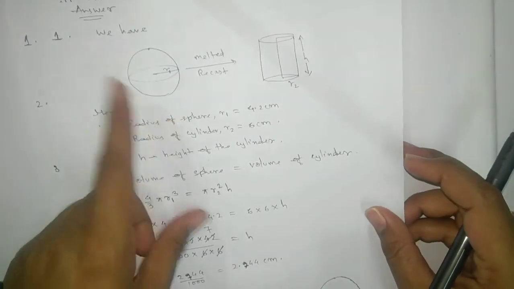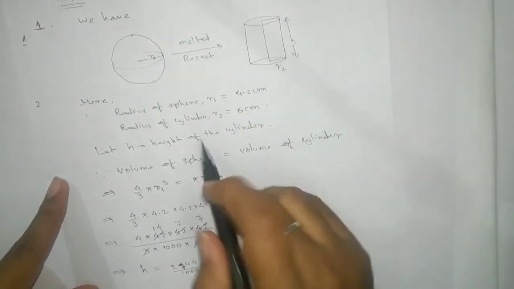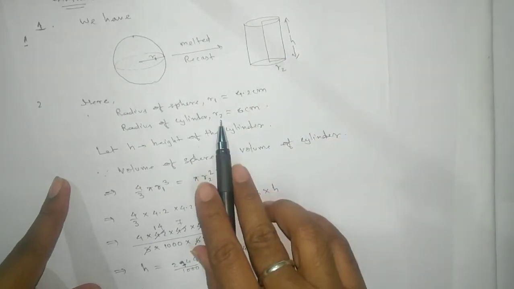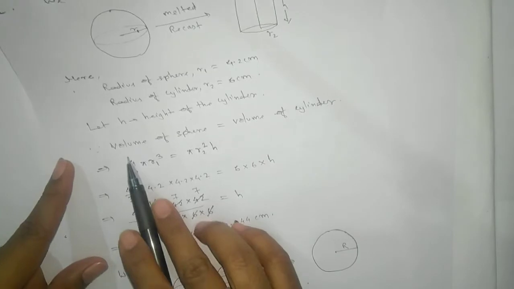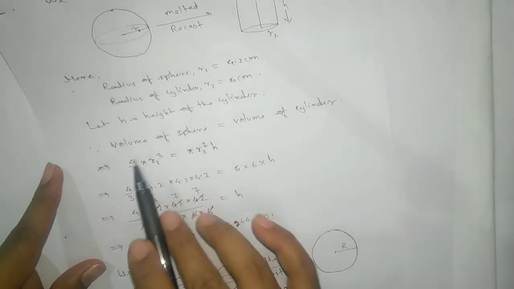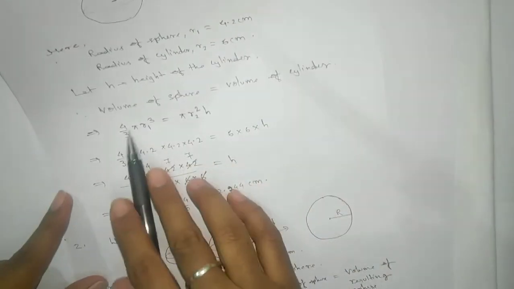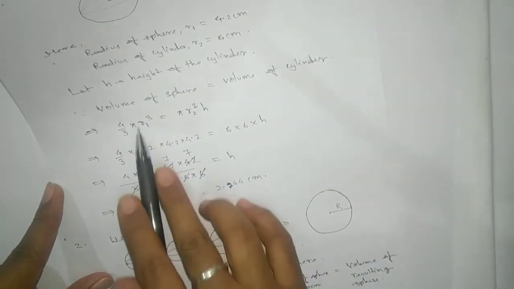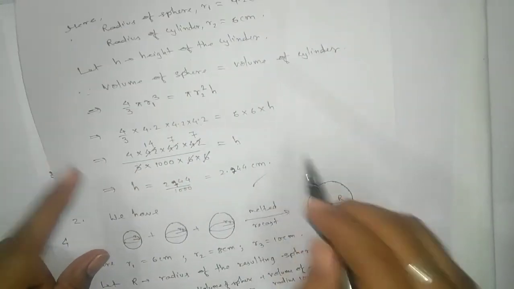You can see here, you can stop it and copy it here, or you can see the radius of the sphere, this one r1 we have taken, for the cylinder r2 we have taken, and height h. We know that the volume of the sphere remains the same in conversion to the volume of the cylinder. We will substitute the formula, cancel, and then substitute the values of r1 and r2, and we will get our h. This is our answer.